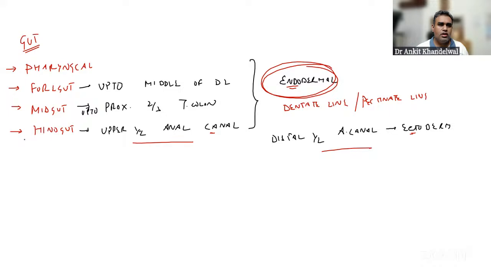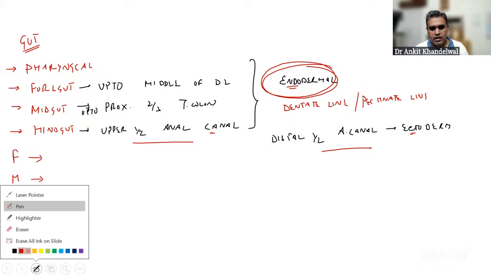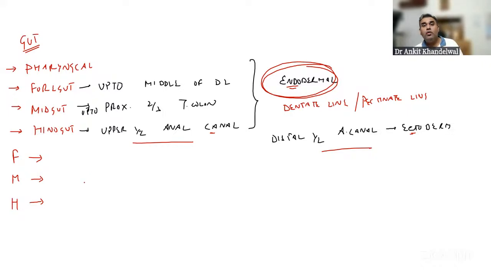Right now, foregut, midgut, hindgut, why are they given different names also? Because their blood supplies are from different vessels. For example, I'm writing foregut, M for midgut, H for hindgut. The foregut will get its blood supply from which artery? Any idea? These are all the branches from the abdominal aorta.